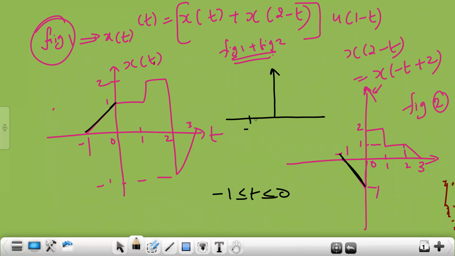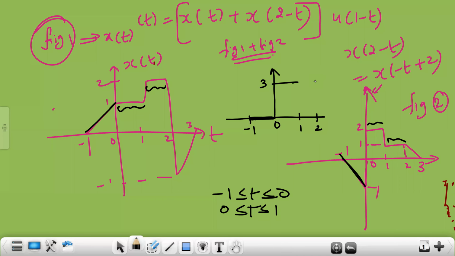Now coming from 0 to 1, here you have 1, here you have 2. So when you add these two, your amplitude will be 3. So from 0 to 1, you have 3. For 1 to 2, here you have 2, here you have 1. Again, 2 plus 1 is 3 itself. So from 1 to 2, it will continue at 3.